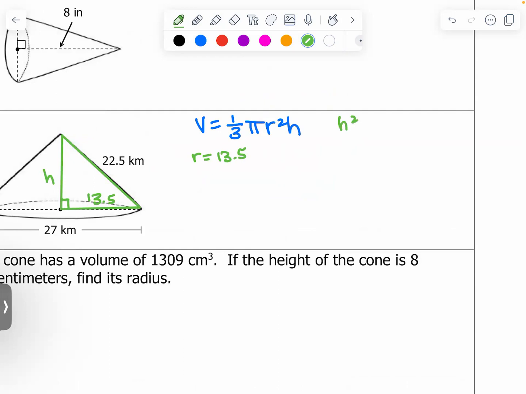All right, Harvey. Height squared plus 13.5 squared. This would be a lot cooler if you were actually doing the work instead of just watching everybody do the work.